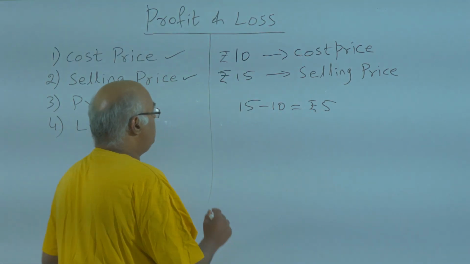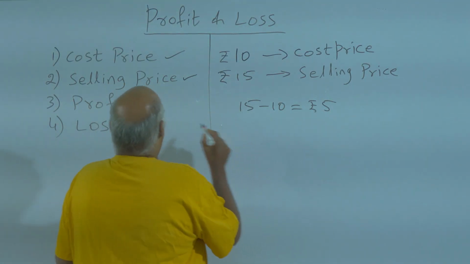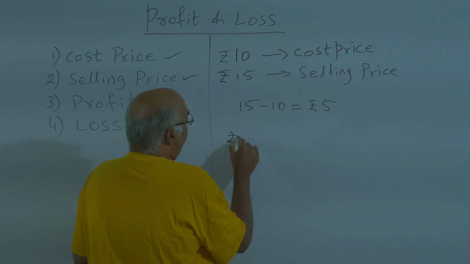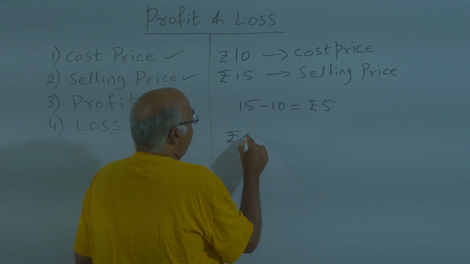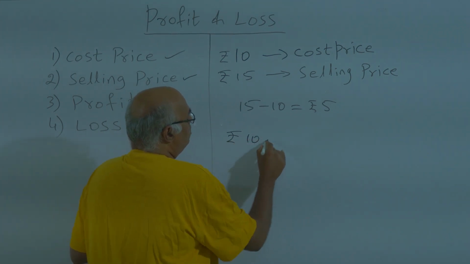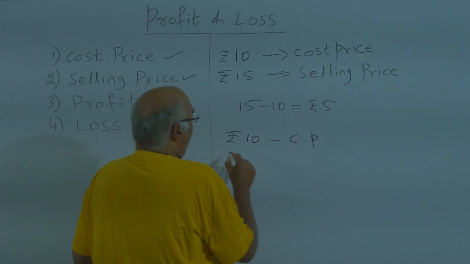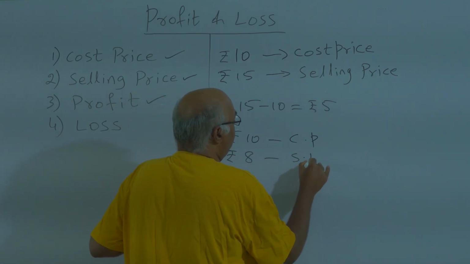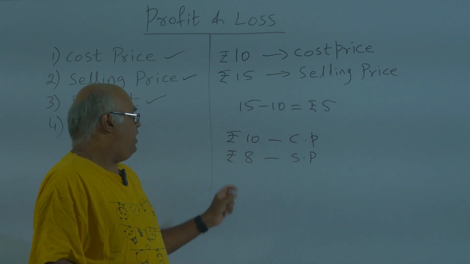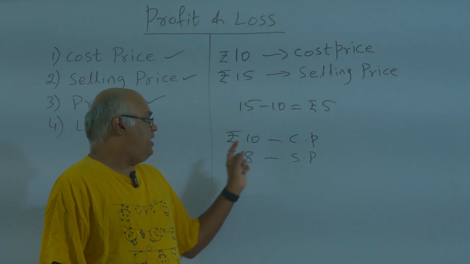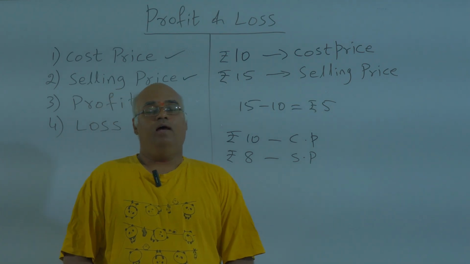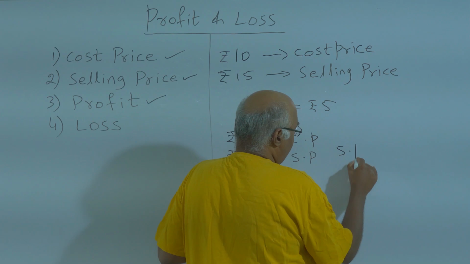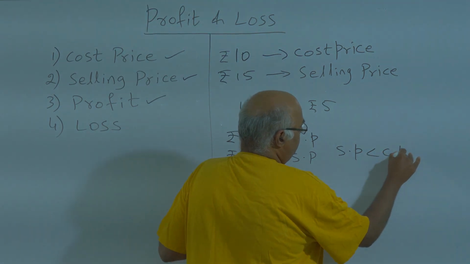Now, let us see what is loss. So, this is the definition of profit. Now, let us see what is loss. I will take the same example. I purchased the pen for 10 rupees. So, this is the cost price. And I have sold it for 8 rupees. So, this is the selling price. So, if you observe here, the cost price of the pen is 10 rupees and the selling price of the pen is 8 rupees. Here, the selling price is less than the cost price.